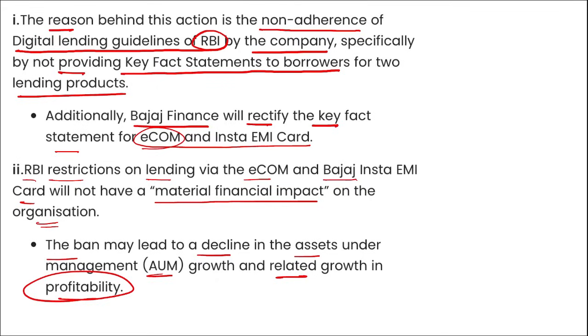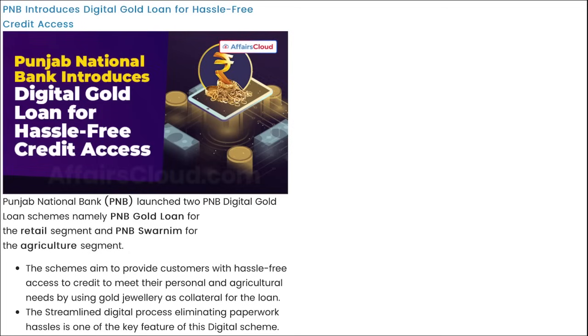Correct? Then if we talk about PNB, we just saw that PNB has introduced digital gold loan for hassle-free credit access. So Punjab National Bank has launched two PNB digital gold loan schemes. They are PNB Gold Loan for the retail segment and PNB Swarnim for the agriculture segment. So which are these two? That is PNB Gold Loan for retail and PNB Swarnim for agriculture.